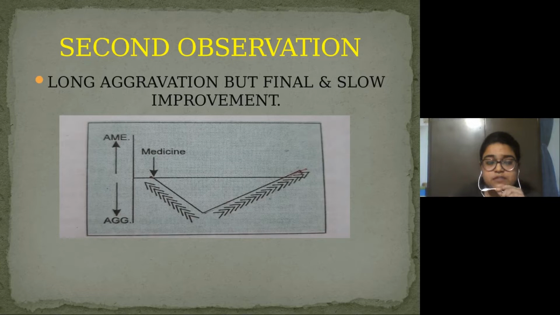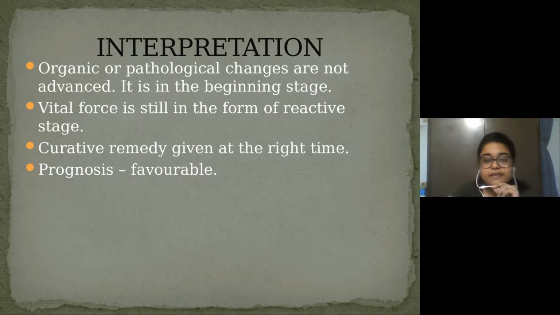So what is the interpretation if the second observation comes? Pathological destruction has already happened in that case, but the changes are just in the beginning stage. The vital force is still in a position to react, because after prolonged aggravation the vital force is reacting and the patient's condition is going towards improvement. That's why there is prolonged aggravation, but if the patient is finally improving, although slowly, it means the pathological changes are just in the beginning stage, and we administered the perfect remedy at the right time. So the prognosis here is favorable. The patient will be cured.